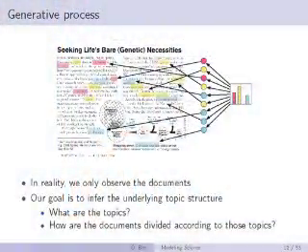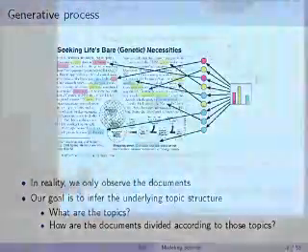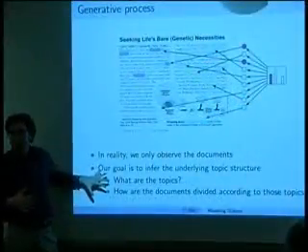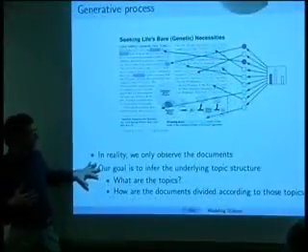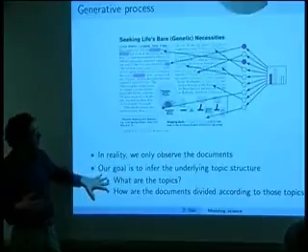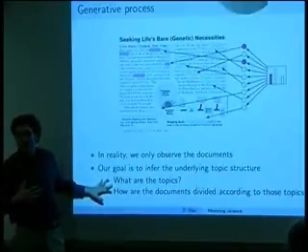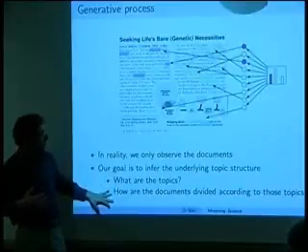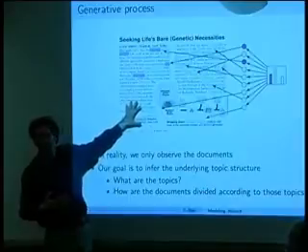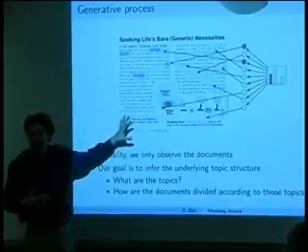And the goal, of course, in reality, we only observe this thing, the document itself. And so our goal is to then infer the underlying topic structure from the observations. In other words, what are the topics? What are the different distributions over words that generated my collection? And how are the documents divided according to those topics? What is this decomposition for each of the documents in my collection? That's the idea.